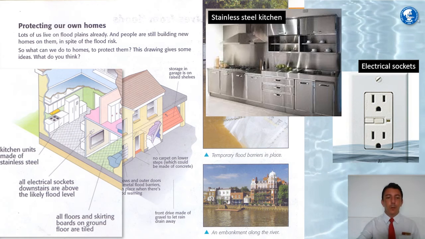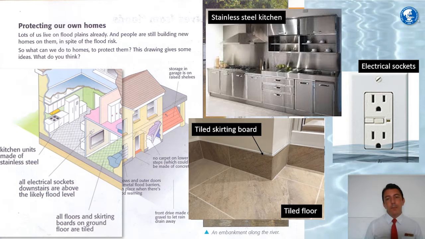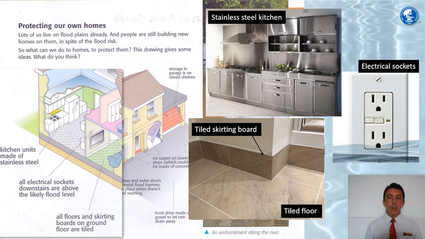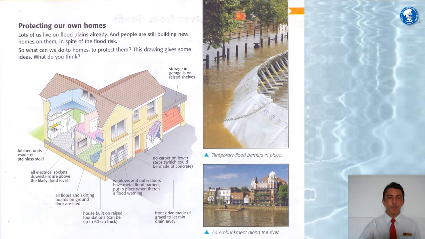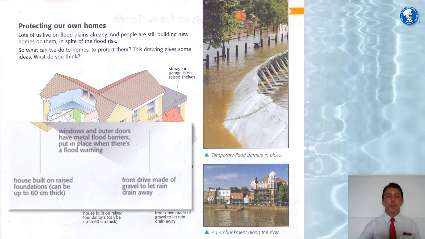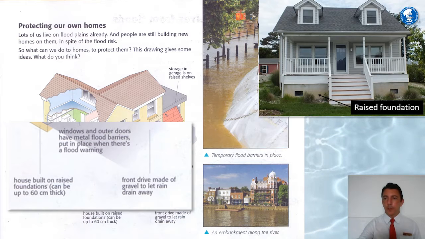In addition, all the floors and the skirting boards are tiled. In the UK, most floors are made of wood and they may have carpet on them, and this would really get damaged during a flood. So having a tiled floor and tiled skirting board will help protect it from flood water. Also, the house could be built on raised foundations. So here's an example of raised foundation. So this will keep the house out of the flood level.